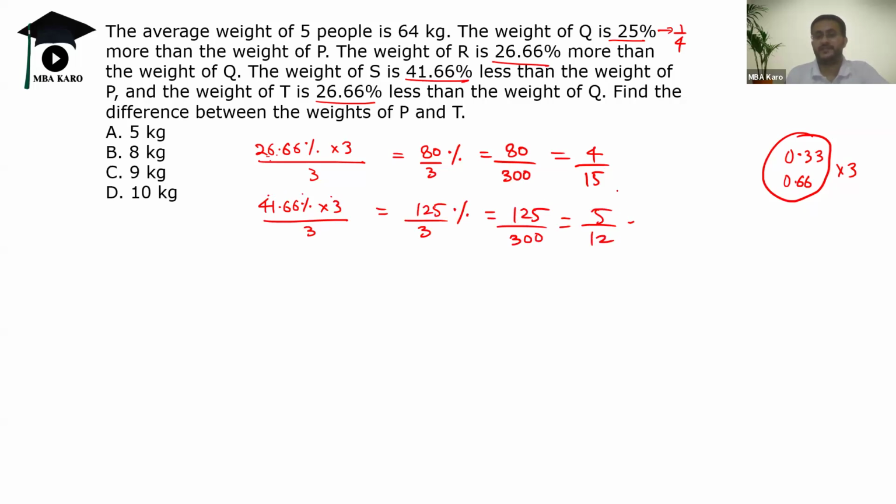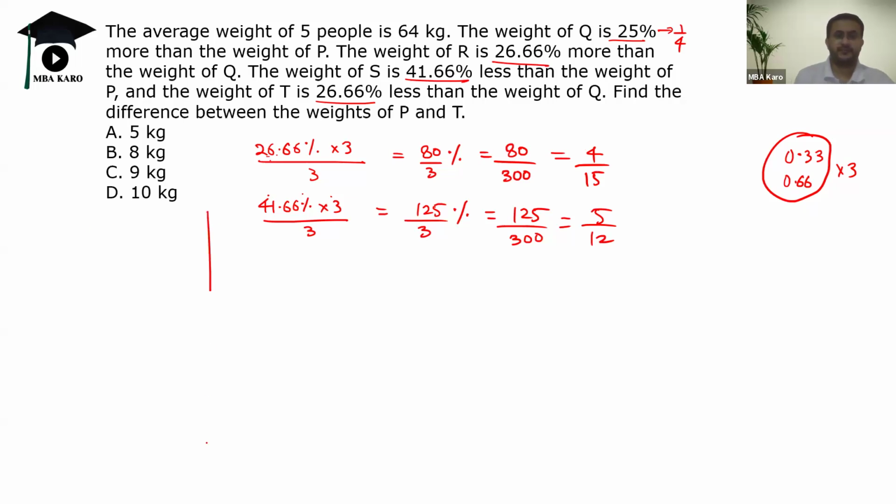Now, if you know these fractions, 5 by 12, 4 by 15, I told you that you should know fractions up to 15, right? So even if you know till 10, that is good enough. You will be able to calculate this. So 4 by 15 and 5 by 12. That is one way to calculate these percentages.